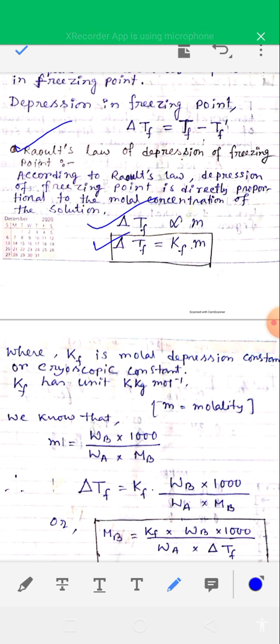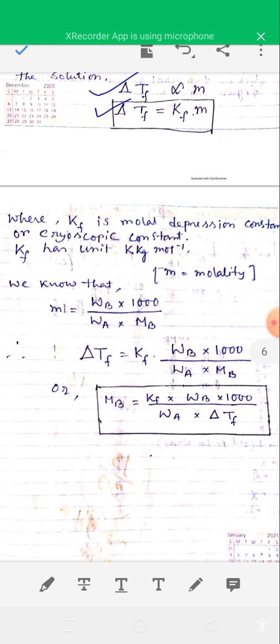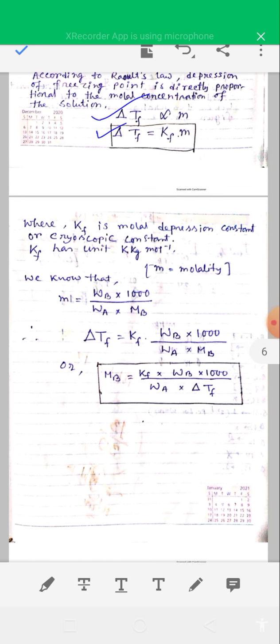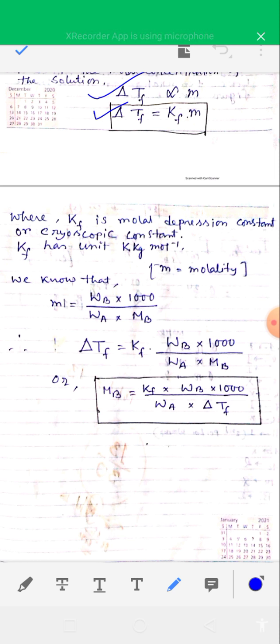Or you can also write delta Tf is equal to Kf into m, where Kf is a proportionality constant related to depression of freezing point. So Kf is known as the molal depression constant or cryoscopic constant. Its unit is Kelvin kg per mole, and we know the formula for calculation of molality: mass of solute into 1000 divided by mass of solvent into molecular weight of solute. This is the formula for calculation of molality.